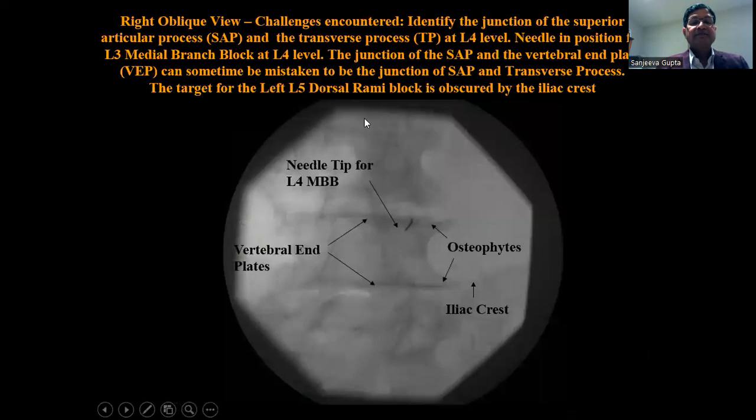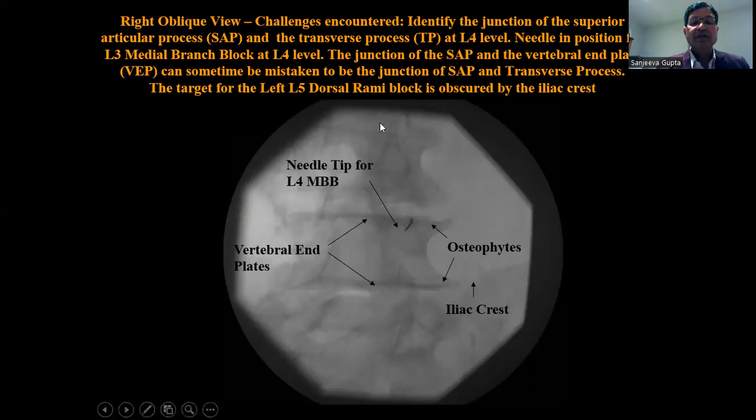Challenges encountered. Identify the junction of the superior articular process and the transverse process here. What I'm trying to show here is at the L4 level, there are significant osteophytes, as I have marked here, on both sides actually. Now, as I said earlier, that is the superior articular process of L4, and that's the vertebral end plate with osteophytes. Sometimes the junction of the superior articular process and the vertebral end plate, what is appearing here, can be mistaken to be the junction of the transverse process with the superior articular process.